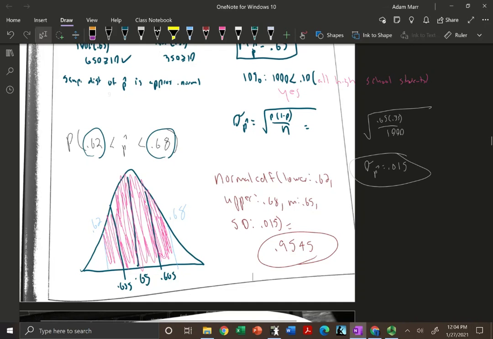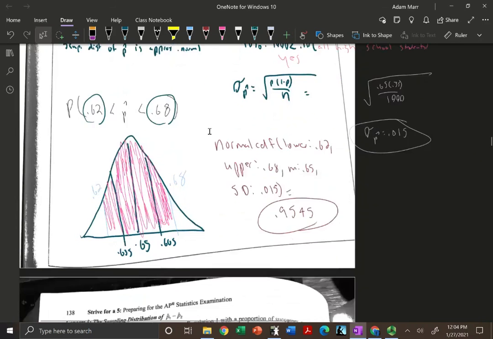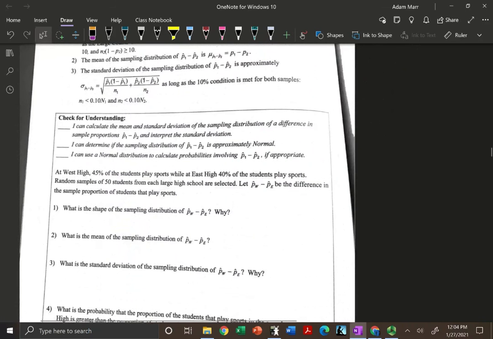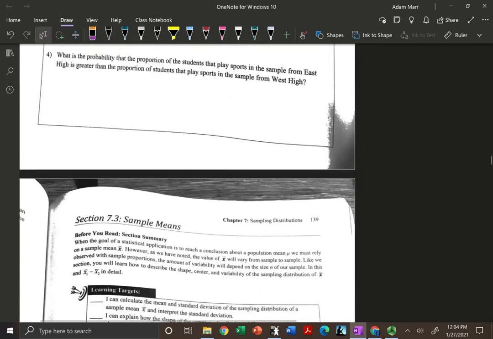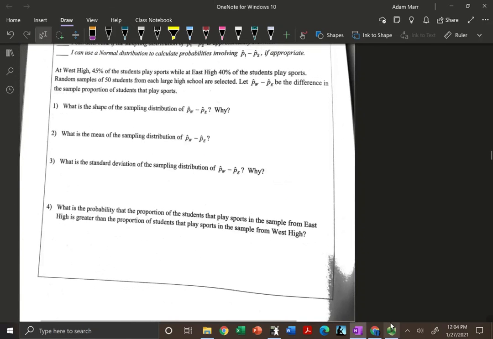Okay? The probability that the sample proportion is within 3 percentage points of the population proportion is right there, 0.9545. Okay. So let's see here. For concept 3, I'll talk about later, okay?